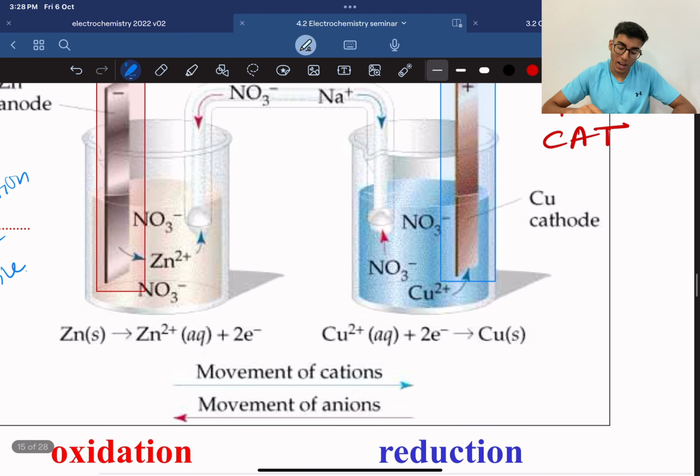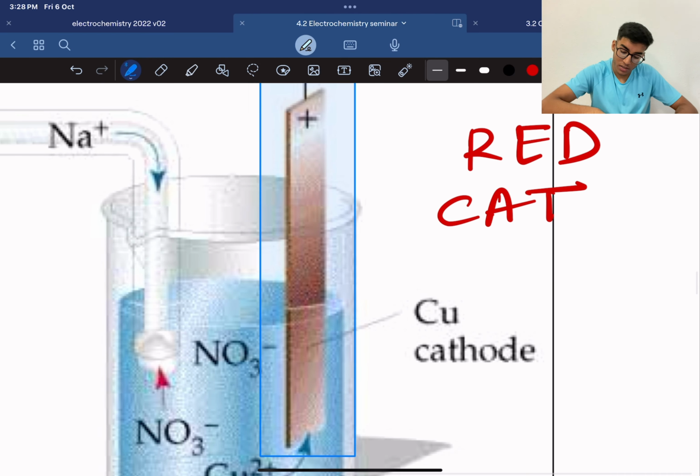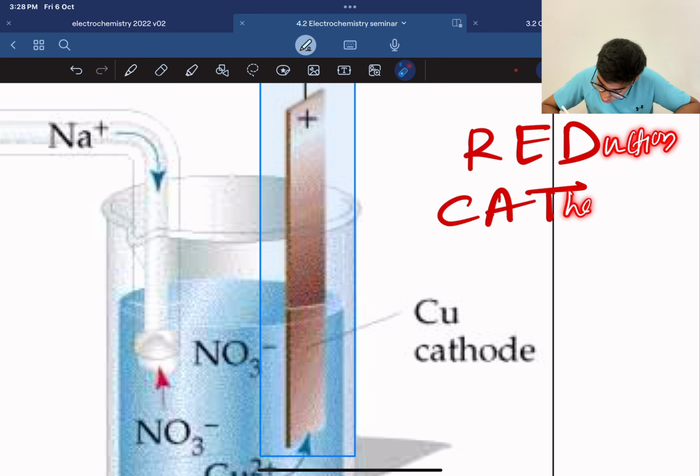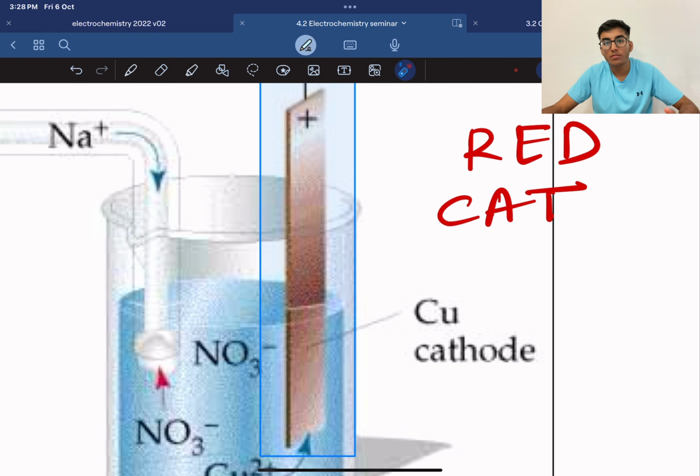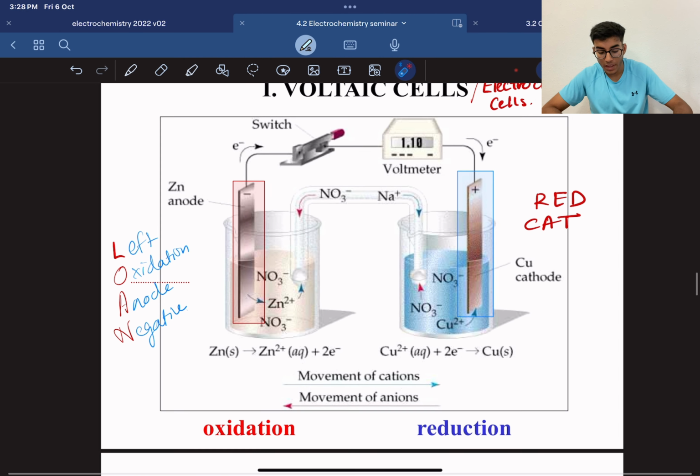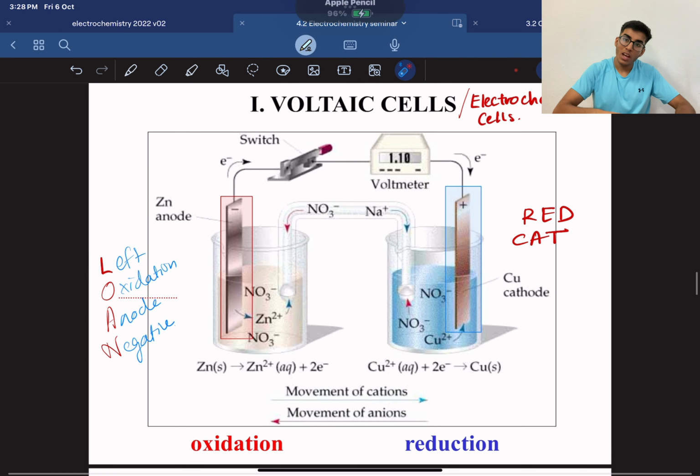Simple. But I have another one for you guys. Okay, I'm sorry. That is RED CAT. Reduction takes place in the cathode. Reduction in the cathode. That's red cat. Okay? Now, left and right.